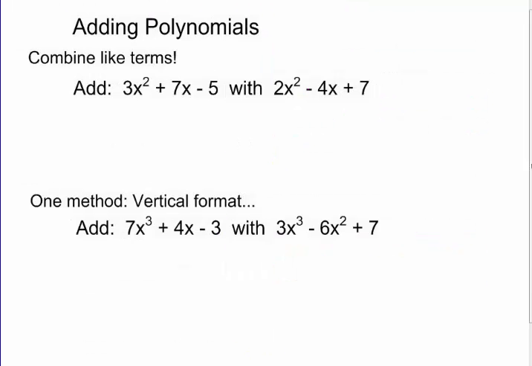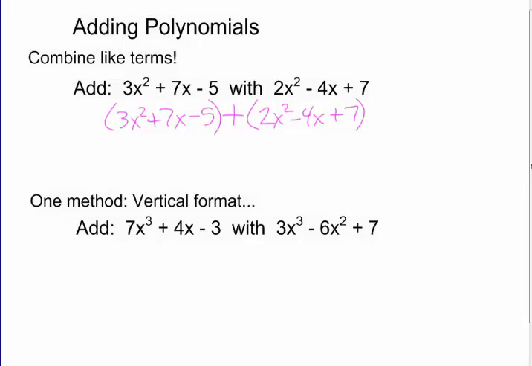Next, we're looking at adding. So there's two ways to do the adding, and this would be written like 3x squared plus 7x minus 5 plus 2x squared minus 4x plus 7. So that's how you would see it written on a paper, written in the book, written on a test. It would be written horizontal just like that. Okay?